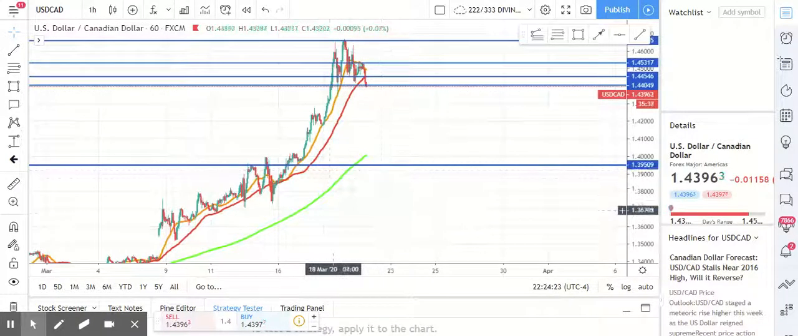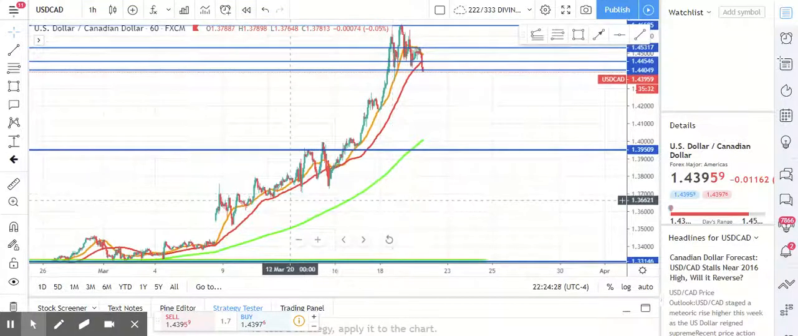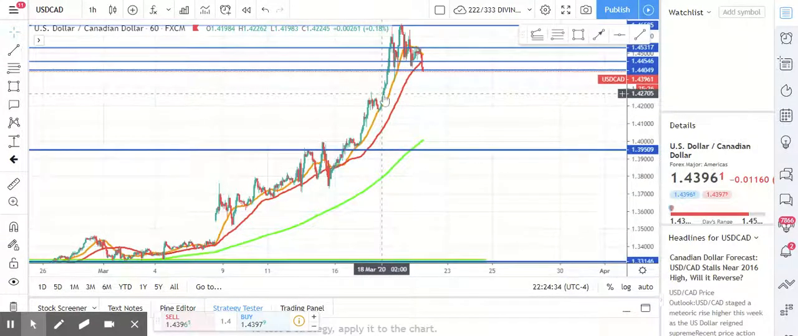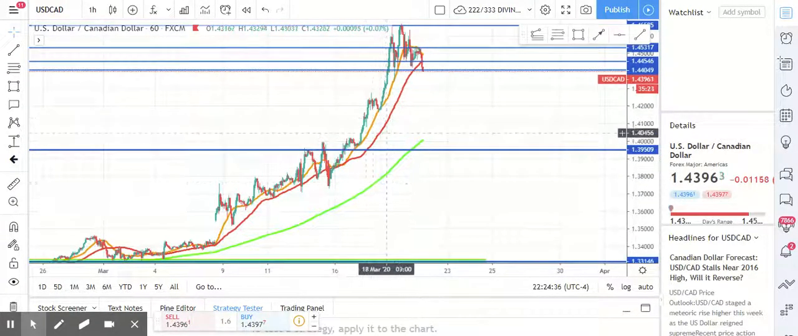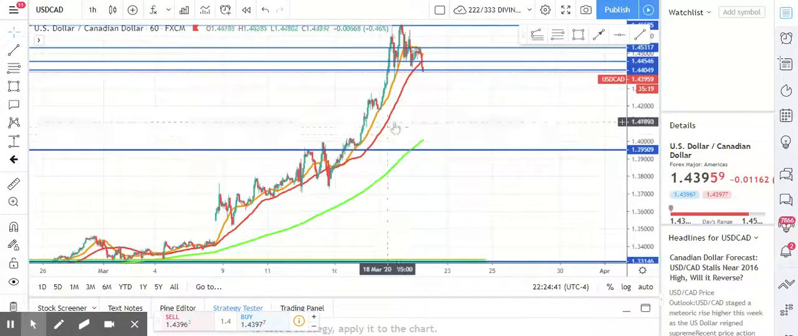All right, we'll keep this real simple. When price is above the 20-day moving average, it suggests that the trend continuation is going up. It's considered bullish. When price is trading below the 20-day or the 50-day, it's considered to be bearish, going down.